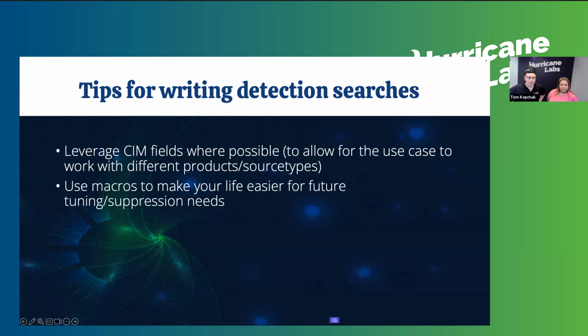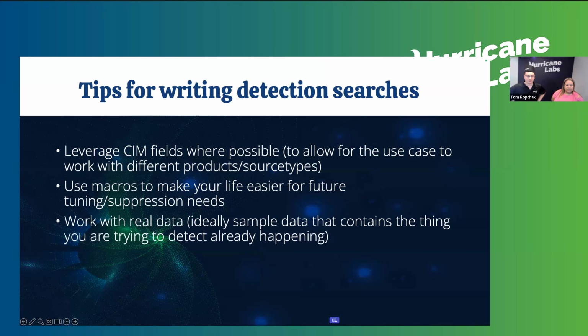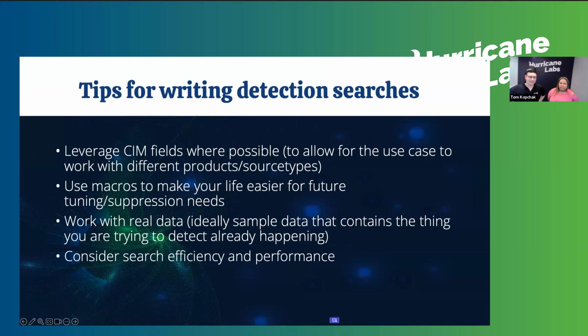You also want to use macros where possible to make your life easier. And this allows you to specify like an index or maybe a source type. And using those macros, you can tweak the macro and not have to adjust 10 different searches. So that works a lot easier and can also be leveraged for suppressions as well. You want to work with real data when possible, especially if you can get sample data that includes the thing you're trying to detect. That way you can actually be working with real events as opposed to trying to make some data.